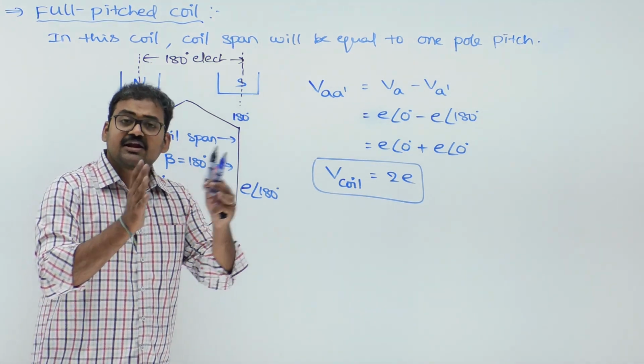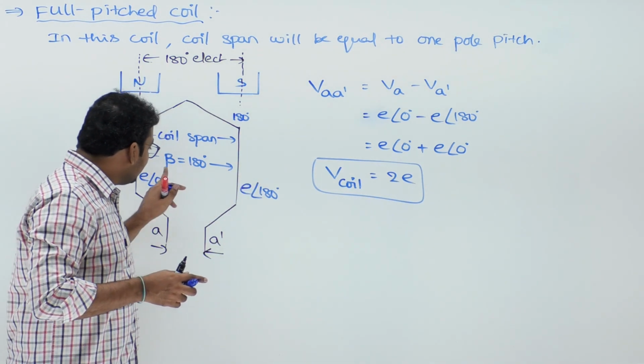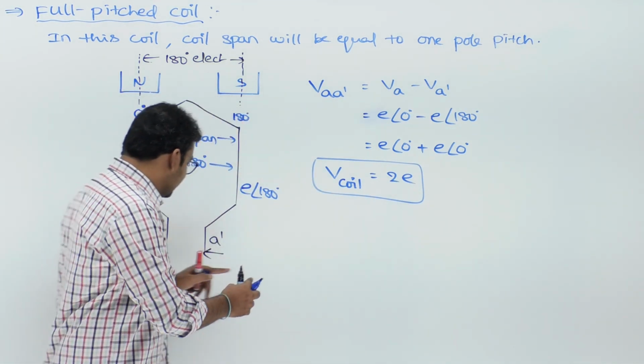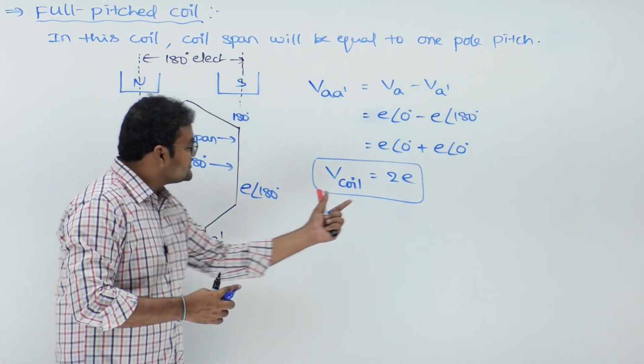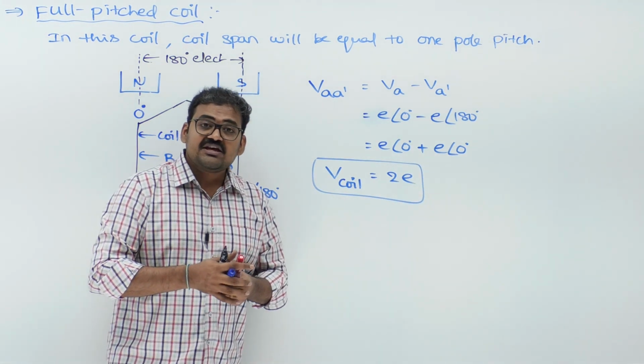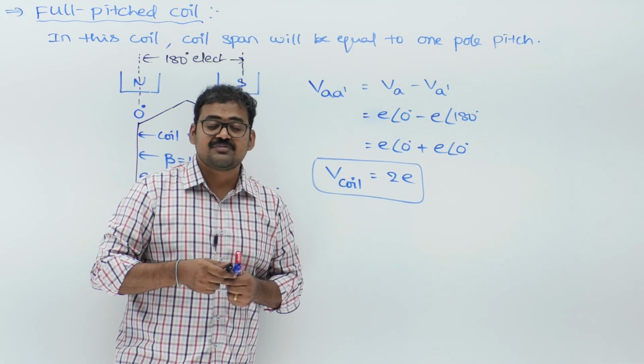It just looks like an algebraic summation. Even though we added vectorially, because of that 180 degrees phase angle difference, the potential difference between these two nodes is just equal to algebraic summation. Even in case of a transformer also, the resultant voltage is always algebraic summation only.